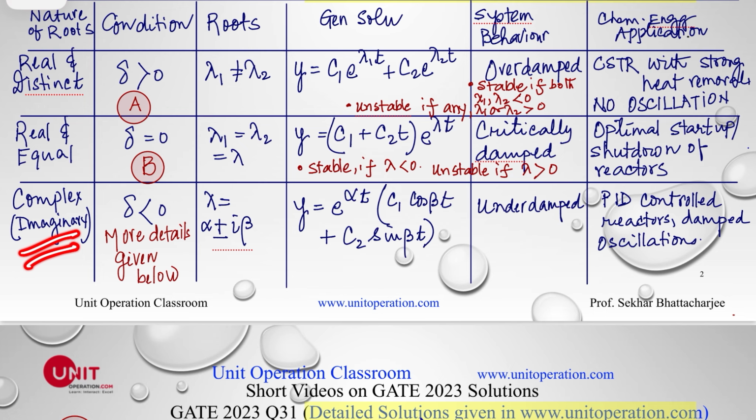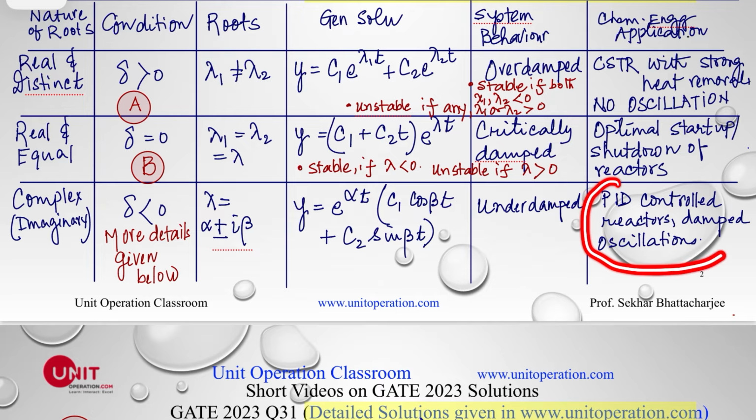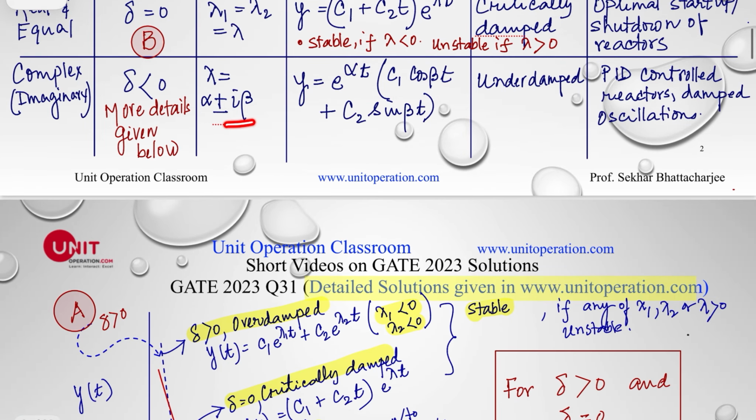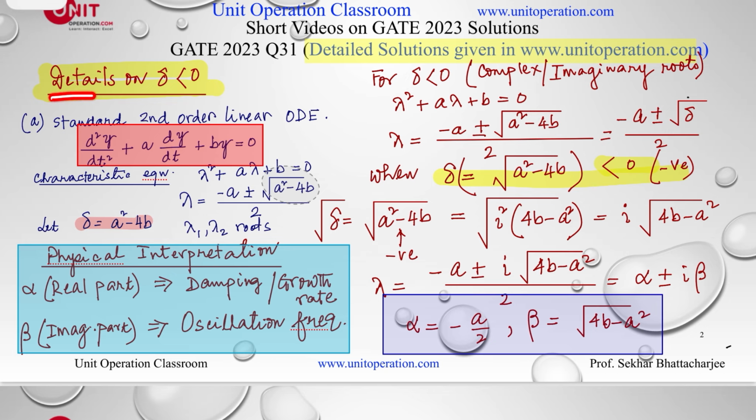So again, we get complex imaginary roots, and this is the typical solution, and this is called underdamped systems. This comes when there are PID controlled reactors, or we have damped oscillation systems, then we get this kind of a solution. So let's look slightly in more detail. Here we have the discriminant less than 0. Of course, this is my discriminant, so instead of this one, I'm writing delta.